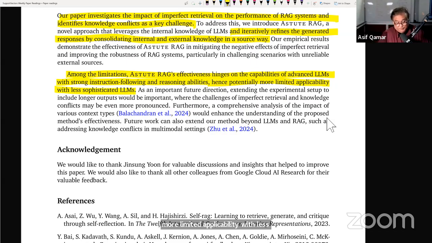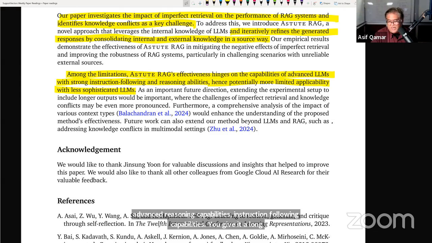Why is that relevant? See, these days, there is a prevailing belief that because we are using RAG just to explain the search results, therefore we don't need very powerful LLMs. It is a fact, actually. Now, the problem is smaller LLMs don't have much advanced reasoning capabilities or instruction following capabilities. You give it a long instruction and it actually doesn't work.